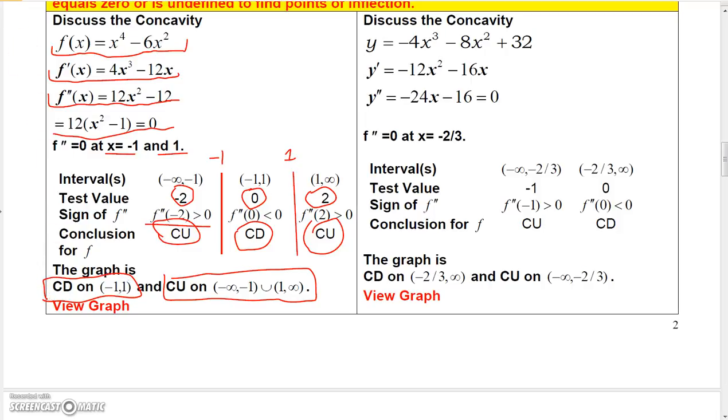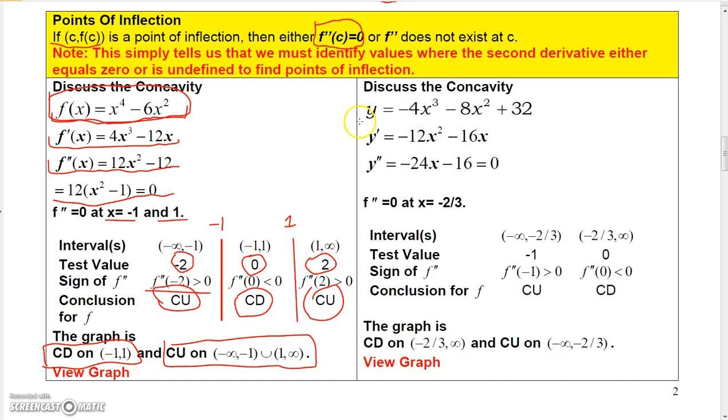And you know, you can view the graph and see that if you want to. So you can go to a graphing website and go ahead and graph the function, and then identify the point where x is -1 and x is 1 on the graph, and notice that the graph changes concavity at those points. Okay, so here's another one.